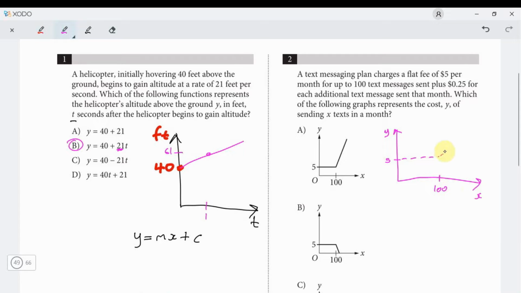You have to start paying some more money. So now you have to pay 25 cents for each other text. So when it reaches 500, you know you're going to pay 25 cents for the next 400 texts plus the amount they get for the flat rate. So this is it. Option A. Easy, nice.